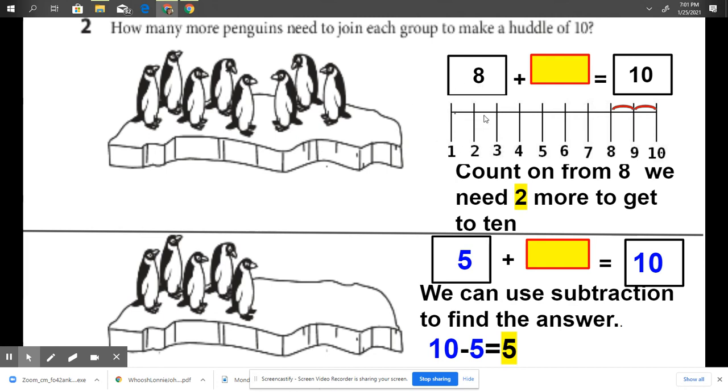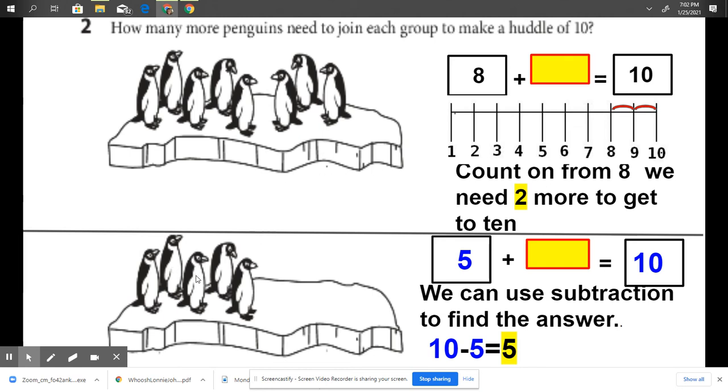Well, I can use my number line. I can start with the 8 penguins I have and make a hop to 9 and another hop to 10. I can count my hops, 1, 2, and that will tell me 8 plus 2 equals 10. Count on from 8 and we get 2 more to get 10 penguins. So that's another way that we can draw or show our problem, and we can always count on.